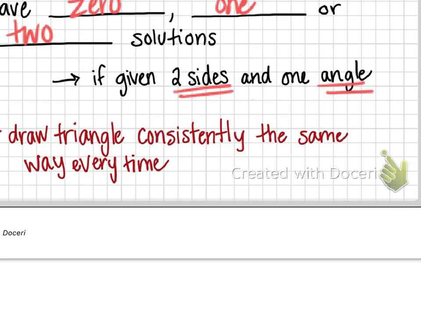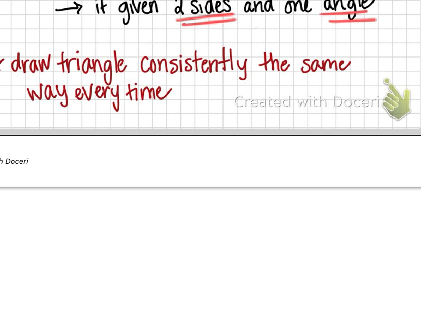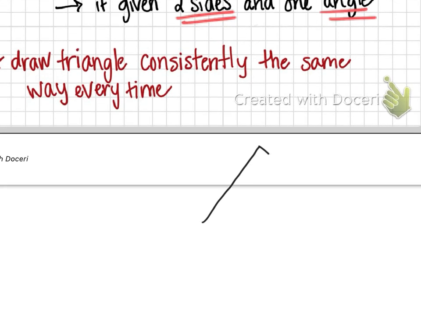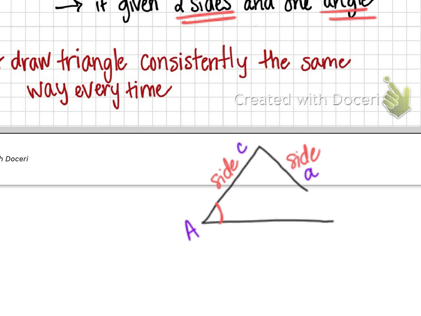So it is important that we draw the triangle consistently every time. And the way that you're going to draw it is like this. You're going to draw it with 1 hanging side. You're given 2 sides, so you'll make 1 side here. You will be given an angle, and you will typically be given the side across from that angle. So perhaps this is angle A and side A, and we'll just call this side C. You want to draw your triangle like this every time, no matter what letters you're given.